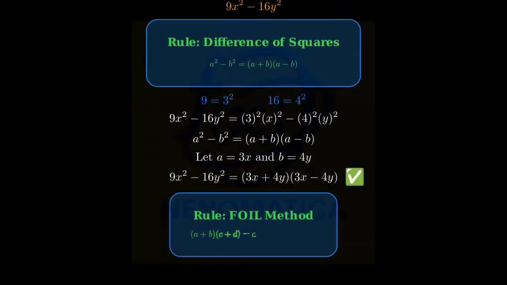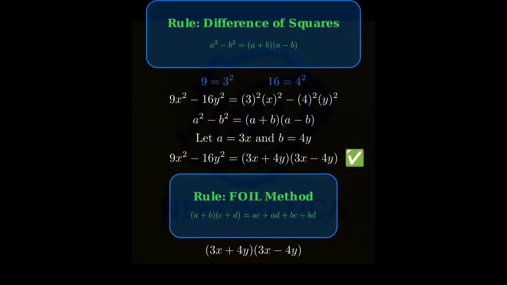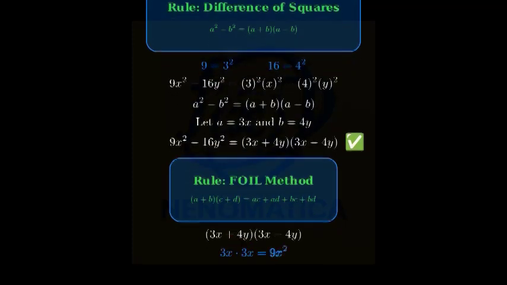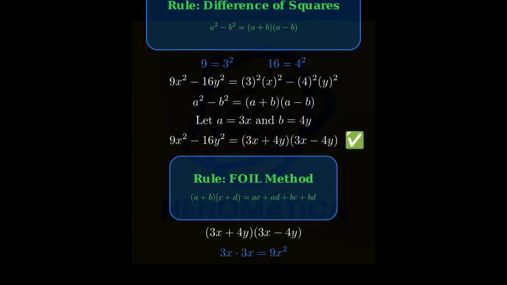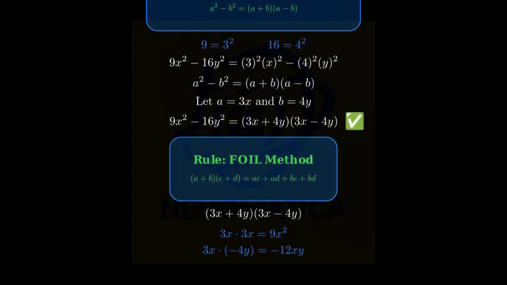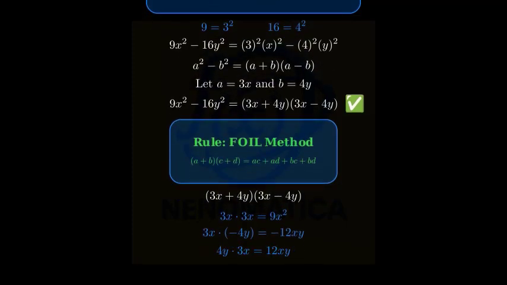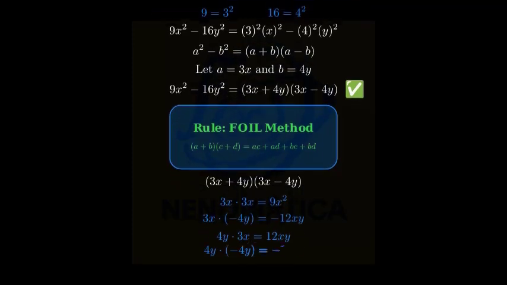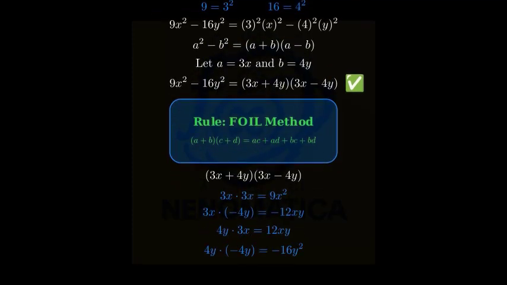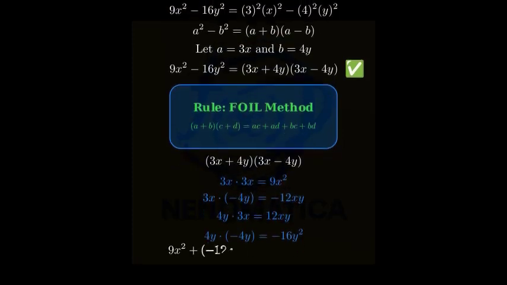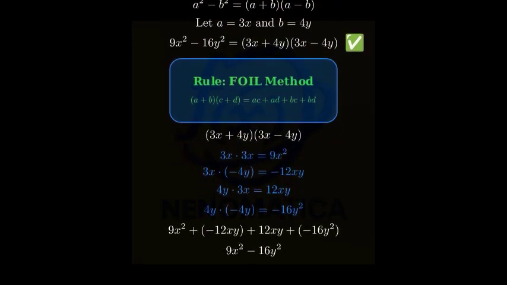We multiply (3x plus 4y) times (3x minus 4y) using the FOIL method. First, outer, inner, last. First, 3x times 3x gives us 9x squared. Outer, 3x times negative 4y gives us negative 12xy. Inner, 4y times 3x gives us 12xy. Last, 4y times negative 4y gives us negative 16y squared. Now, combining like terms, we get 9x squared minus 12xy plus 12xy minus 16y squared, which simplifies to 9x squared minus 16y squared.